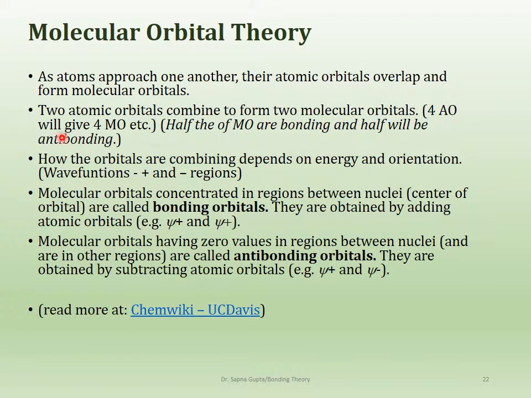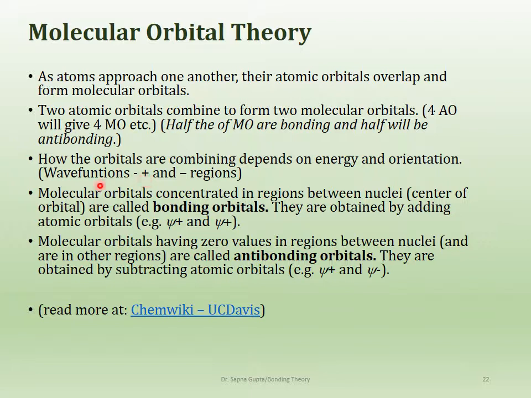So how are they combining and what is this bonding and anti-bonding stuff? The way the orbitals combine depends upon their energy and orientation. The way I look at it is by wave function. Wave functions, if you remember, describe how an electron moves, and they have positive regions and negative regions. If you have positive regions combining, those are called bonding. If you have positive and negative regions combining, those are called anti-bonding.